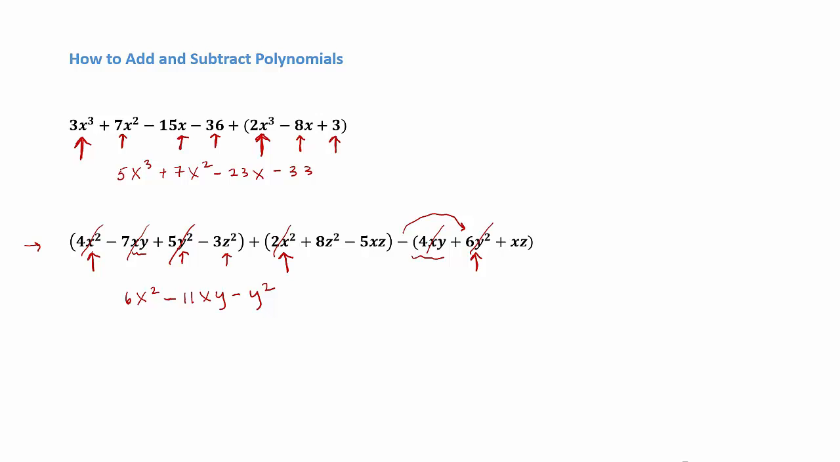Minus 3z squared plus 8z squared is plus 5z squared. Minus 5xz minus xz is minus 6xz. And that's how you add and subtract polynomials.